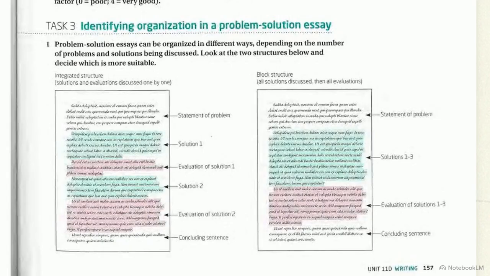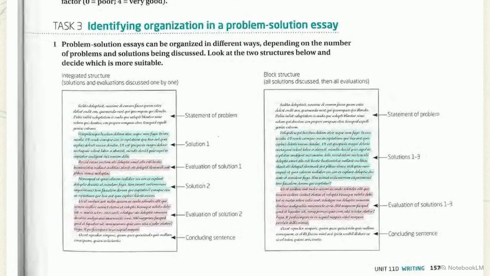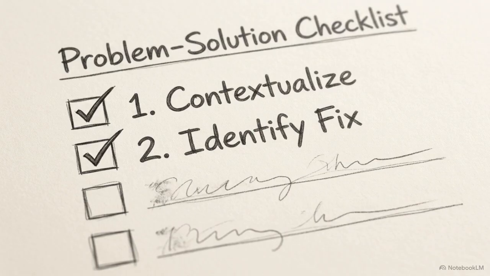This chart shows the difference between the integrated and block essay structures. Once your sentence-level building blocks are solid, you must choose between these two macro structures for your entire essay. Looking at the integrated structure on the left, you can see that each solution is immediately followed by its specific evaluation. You propose a fix, weigh its pros and cons, and then move directly to the next proposed fix. The block structure on the right separates the components. You detail all of your proposed solutions in one section, and then follow up with a separate section that evaluates all of them together.